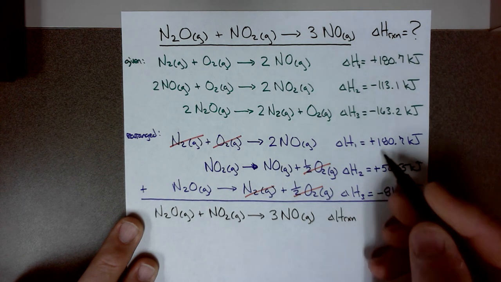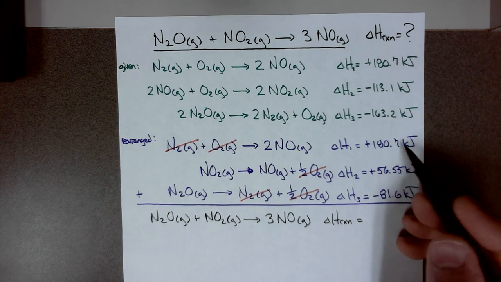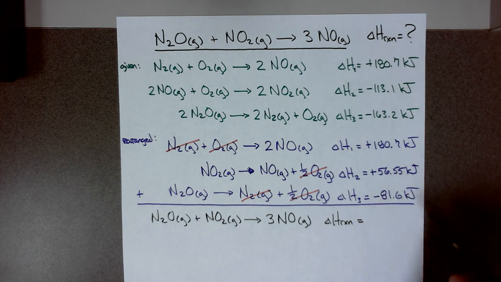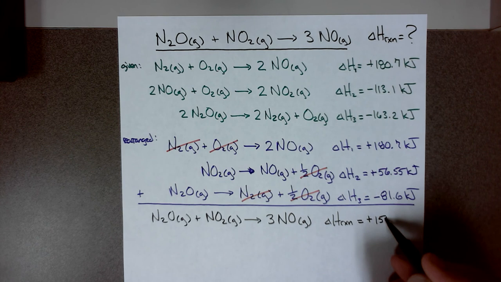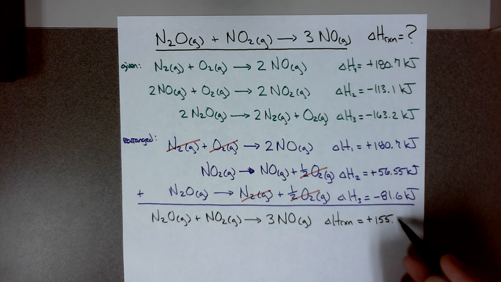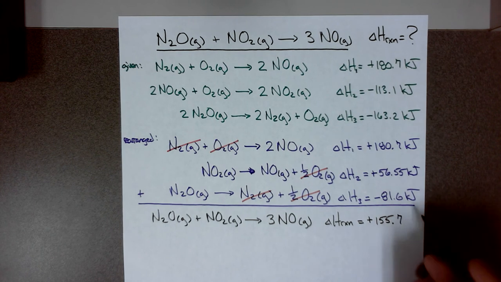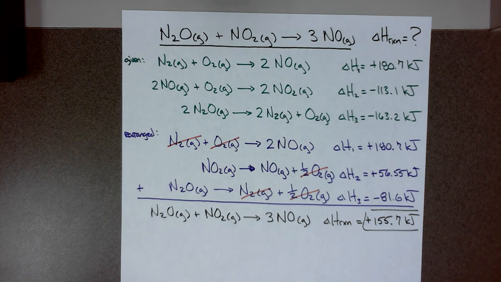to do is just add these up, and so that comes out to be 180.7 plus 56.55 minus 81.6, and I'll get a positive 155.65, but we're going to round it to 7 kilojoules, and that's the answer. And that's how you go about doing it.